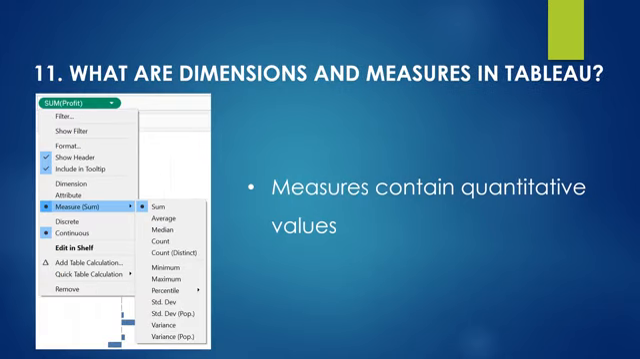Whereas for the measures, they contain quantitative values. For example, profit, sales, quantities, etc. And as you can see here, when we want to measure, we have the aggregation functions, the sum, the average, the median, the count, and the count distinct. And we have also the minimum, the maximum, the percentile, standard deviation, variance, etc.